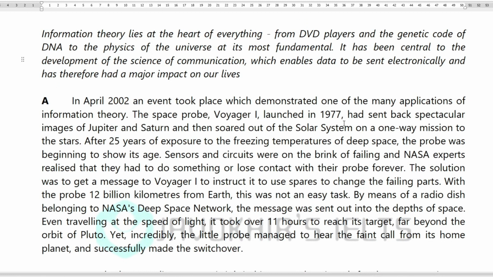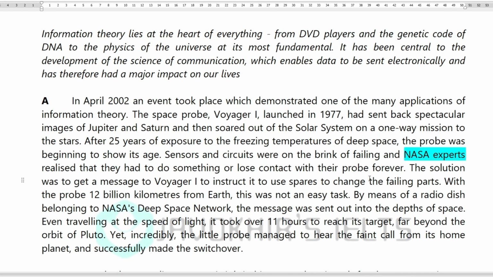Voyager 1, launched in 1977, had sent back spectacular images of Jupiter and Saturn, and then soared out of the solar system in a one-way mission to the stars. After 25 years of exposure to the freezing temperatures of deep space, the probe was beginning to show its age. Sensors and circuits were on the brink of failing, and NASA experts, I want to highlight these kinds of nouns or names, realized that they had to do something or lose contact with the probe forever.